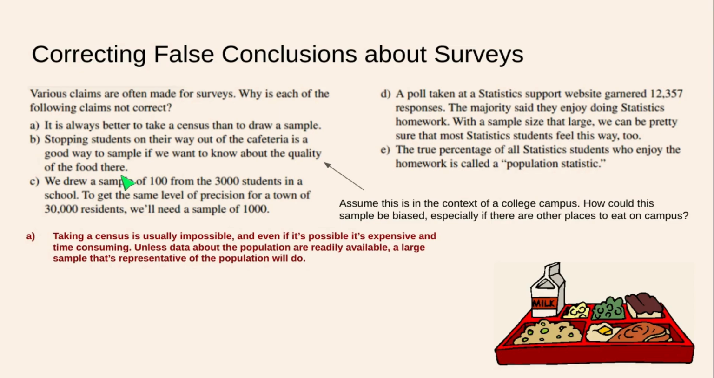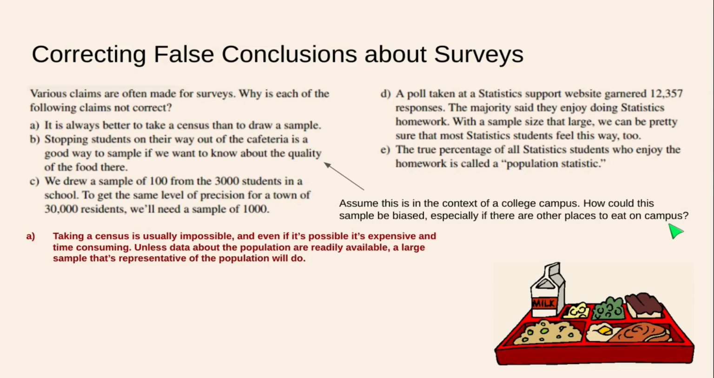Now, that seems like a good idea. You stand outside the cafeteria, at the risk of being very annoying, and you ask students about the quality of food there, and you get their responses, and you get an idea of how the food is at that cafeteria. But we're going to assume something. We're going to assume that in this context of a college campus, the sample could be biased if there are other places to eat on campus. Assume that this cafeteria is not the only place to grab a bite to eat on campus.